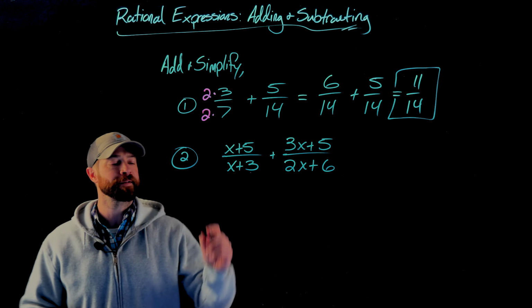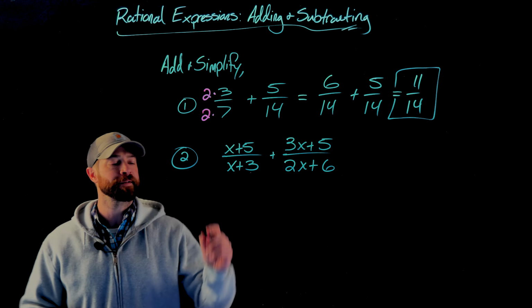Once I have my shared common denominator again, I add the numerators. I'm adding polynomial expressions, so I need to make sure I combine like terms. In this case, 2x plus 3x is 5x. 10 plus 5 is 15. All over my shared denominator of 2x plus 6.